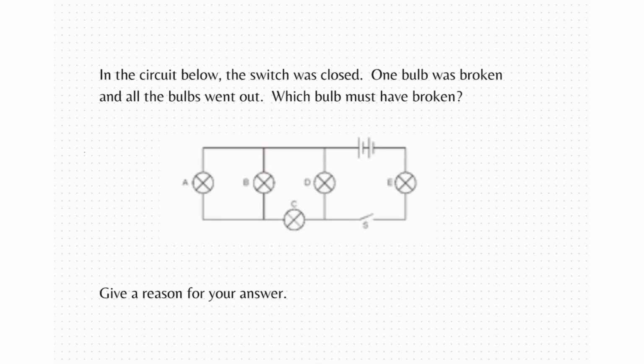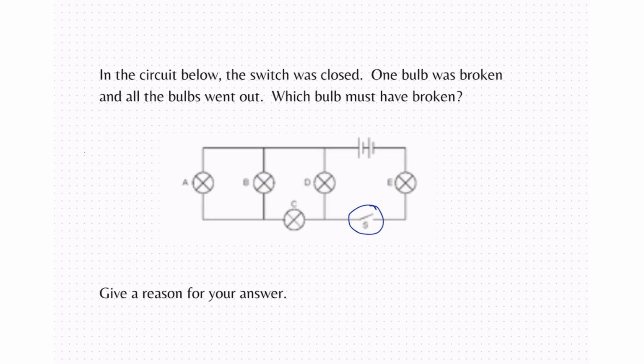Okay, so we're going to take a look at how to answer some exam and test questions on electrical circuits. So here you've got a parallel circuit and you've got 5 bulbs labelled, a battery and a switch. The question says, in the circuit below the switch was closed. I'm expecting you to remember that here is the switch, and they've said one bulb was broken and all the bulbs went out. Which bulb must have broken?